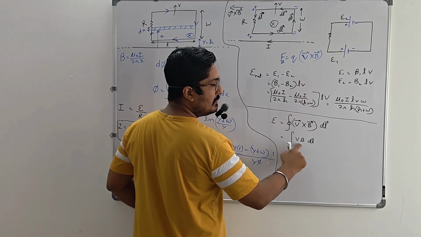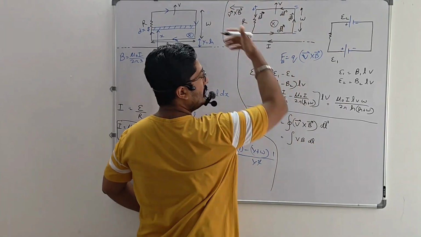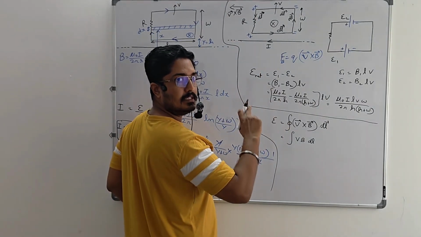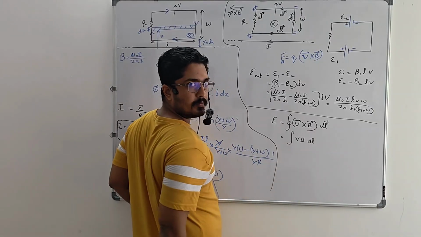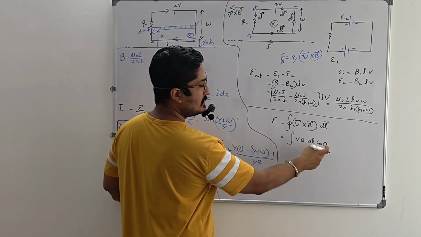What is the angle between the V cross B and the DL? V cross B's direction is in this way and the DL vector is also in this way. So the angle between them would be 0. So for the dot product, one cos also should come. That will be cos 0. Like that I'll write cos of 0. Okay, so cos 0 is anyway 1.